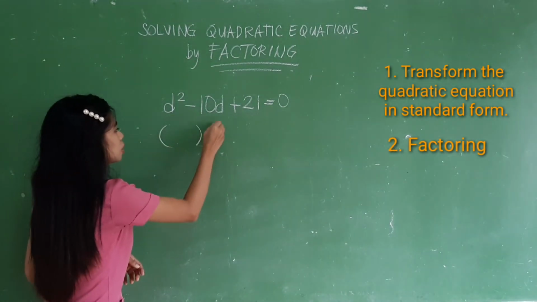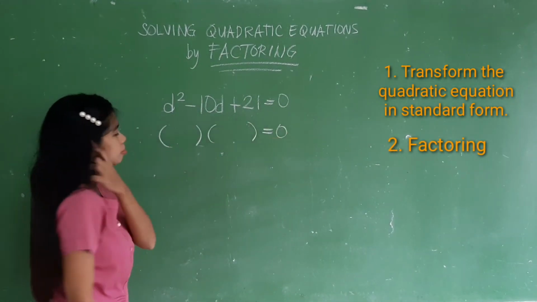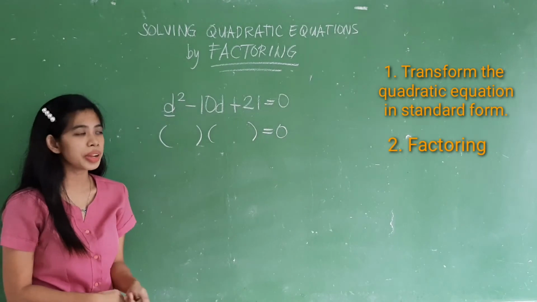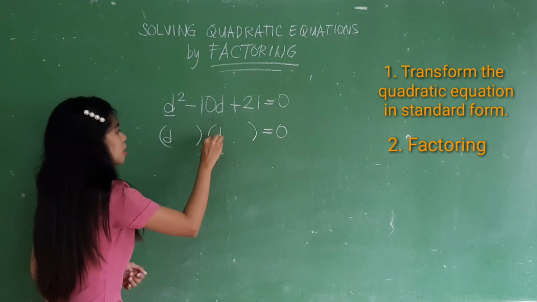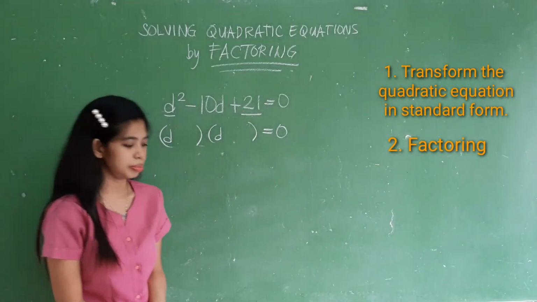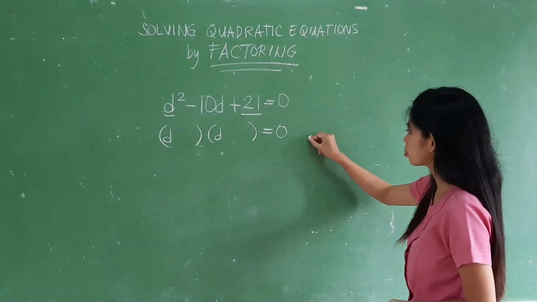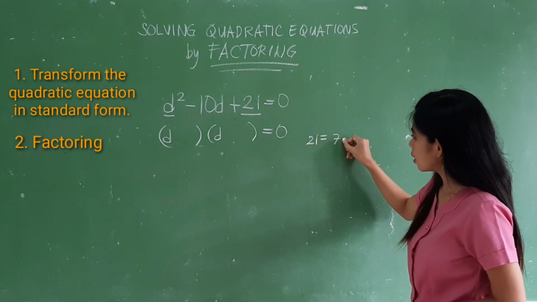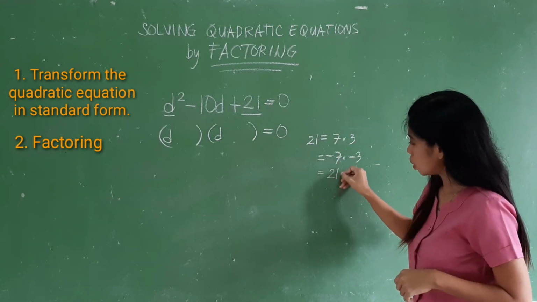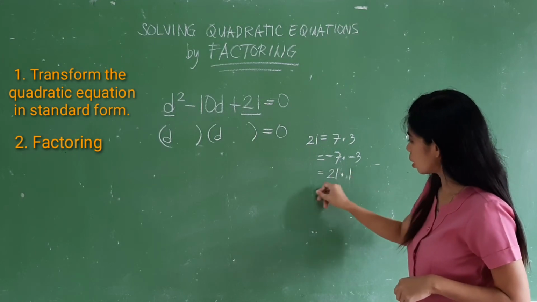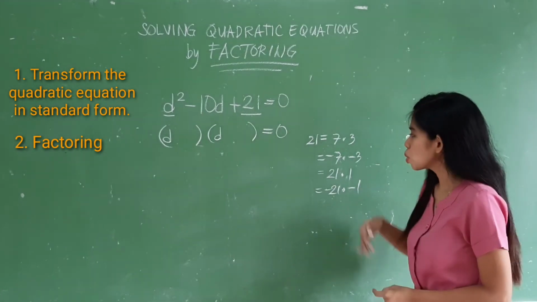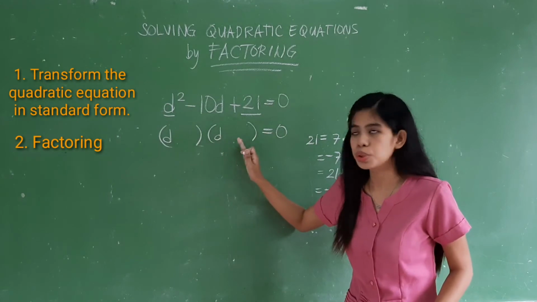Again, in factoring out a general trinomial, all you need to do is to factor out the first term. So, the factors of d squared are d times d. Now, let us factor out the last term, 21. So, what are the factors of 21? It could be 7 times 3, or negative 7 times negative 3, 21 times positive 1, negative 21 times negative 1. Okay? So, which of these factors are we going to use?